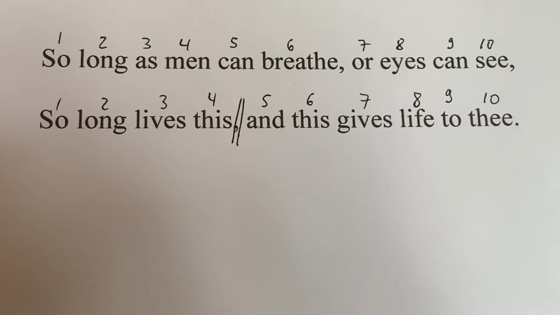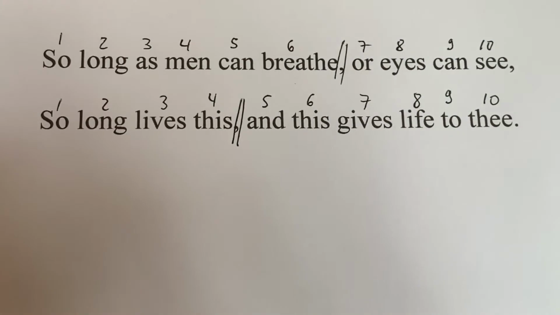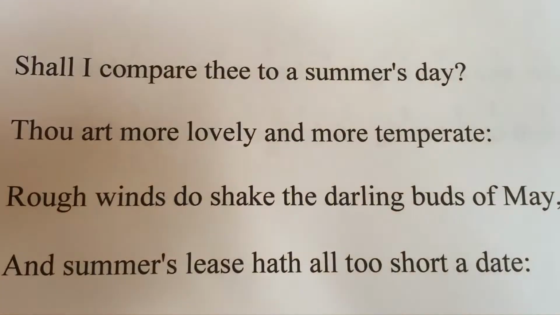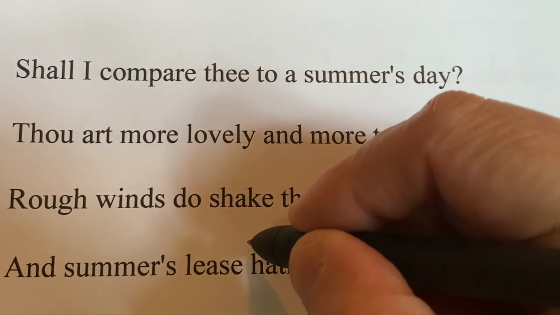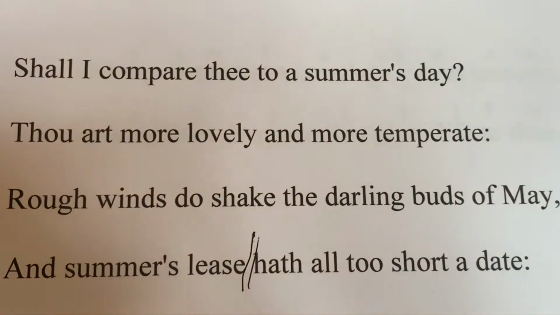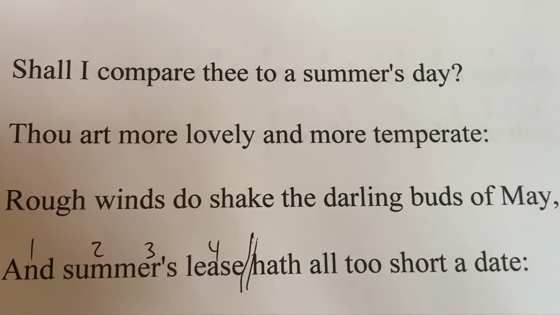The top one has a longer pause, it happens a little later. So long as men can breathe or eyes can see. This caesura is right here, and it happens to also coincide with the comma. But let's look at some examples where there are no commas or punctuation. Obviously, we're looking at Sonnet 18. Look at the bottom one under the screen. And summer's lease hath all too short a date. You can hear the pause. It's after lease. And summer's lease hath all too short a date. Count the syllables.